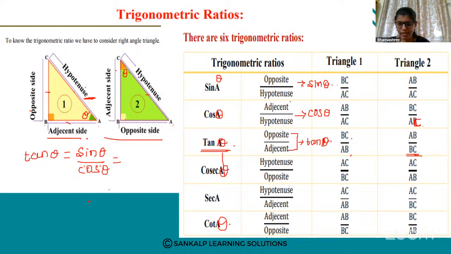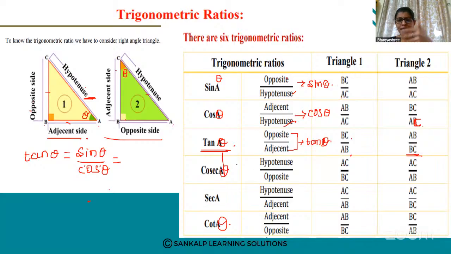See, opposite divided by hypotenuse, adjacent divided by hypotenuse. Hypotenuse and hypotenuse will get cancelled. What will you get? Opposite divided by adjacent. That is tan theta. Okay. Tan theta means sin theta divided by cos theta. AC and AC will get cancelled, and we get BC divided by AB. Here also AC and AC will get cancelled, and we get AB divided by BC.